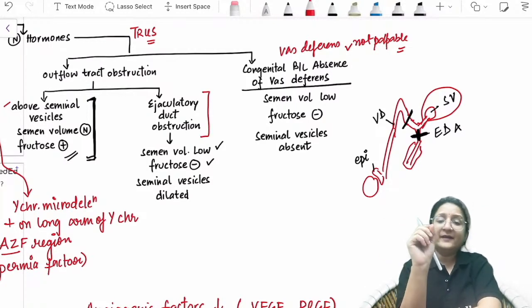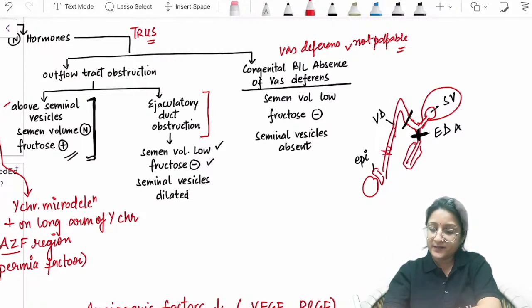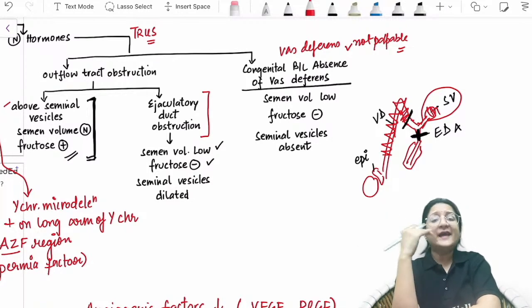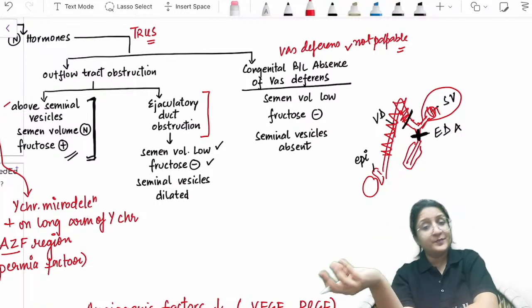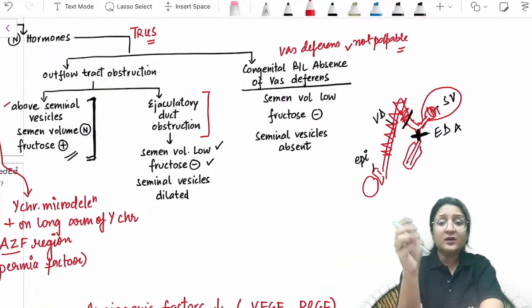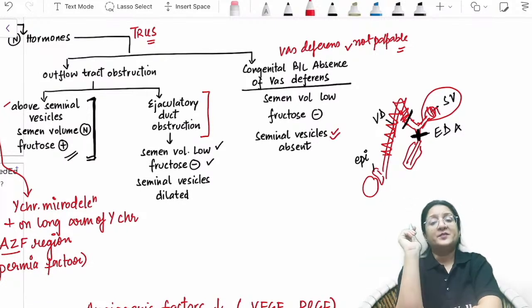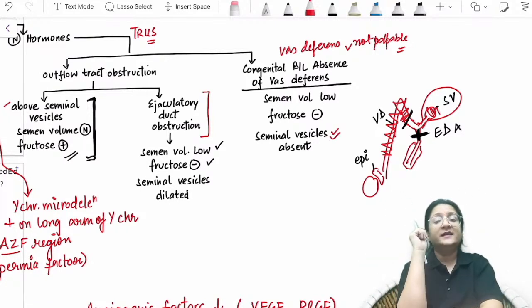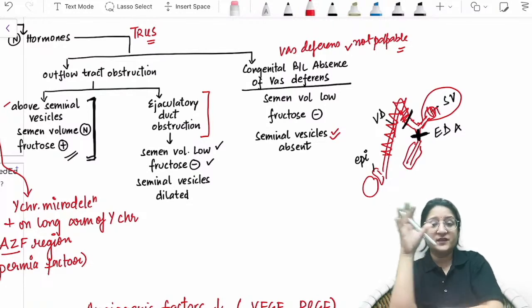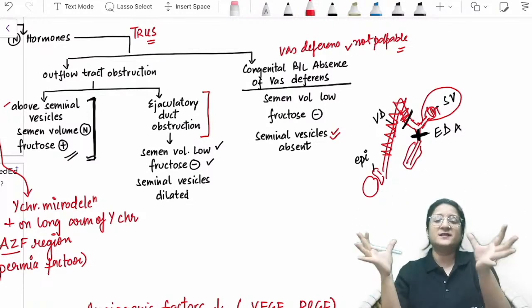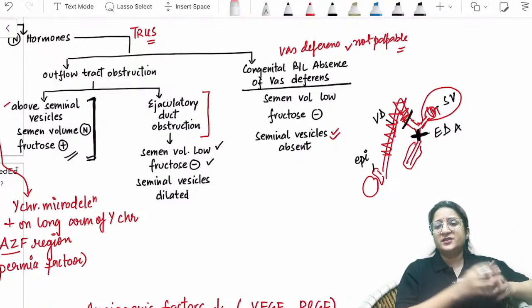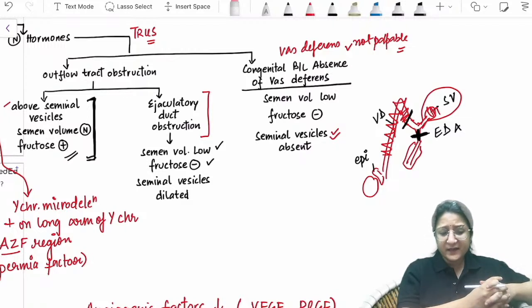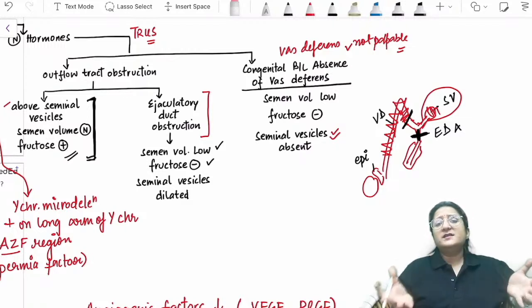If there is congenital bilateral absence of vas deferens, then this vas deferens is not there. This part is not there. Seminal vesicles are not there. Right? So same thing, semen volume is also low because seminal vesicles are not there. Fructose is also absent because seminal vesicles are not there. So the seminal vesicles are not going to be dilated as in ejaculatory duct obstruction. Because if there's ejaculatory duct obstruction, then the seminal vesicles get dilated because the contents of the seminal vesicle secretions are not draining into the penile urethra. Right? So this is a flowchart.